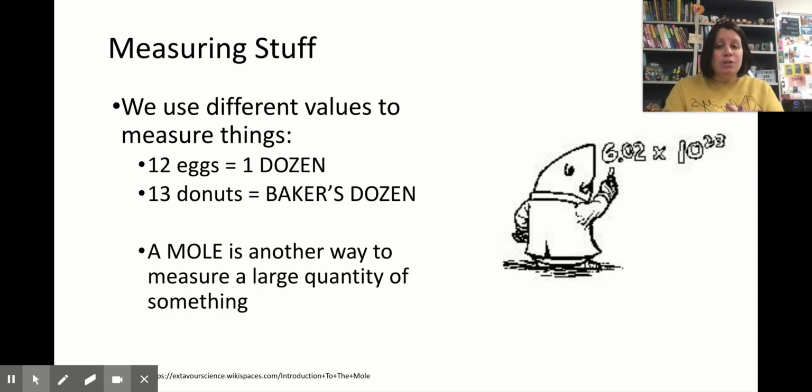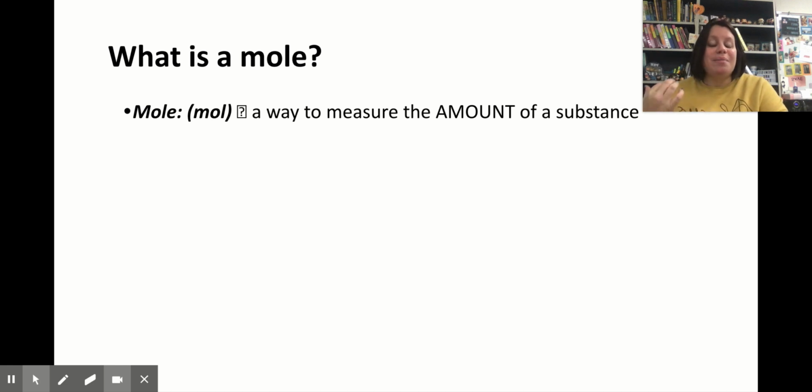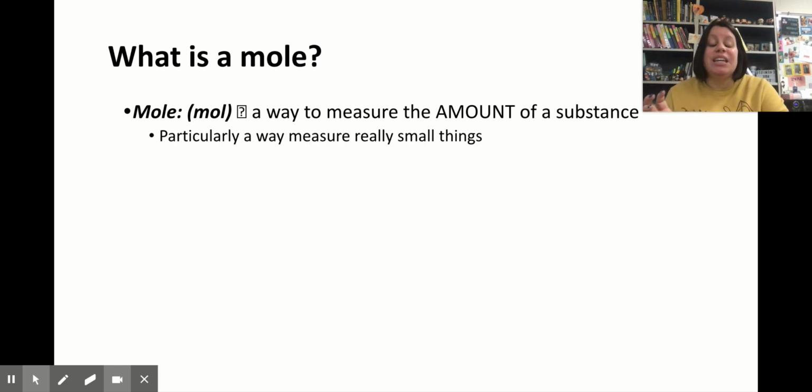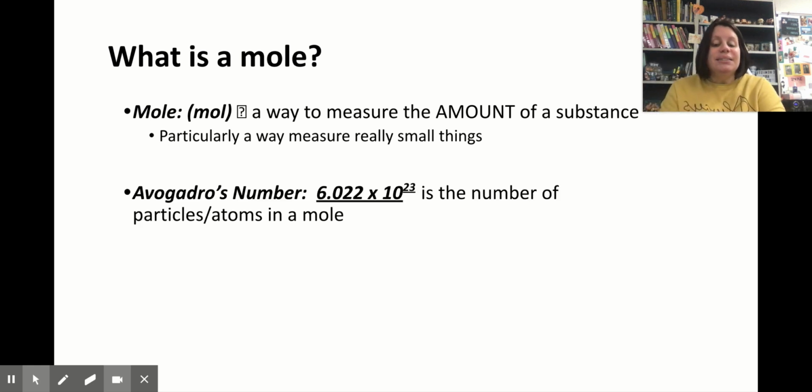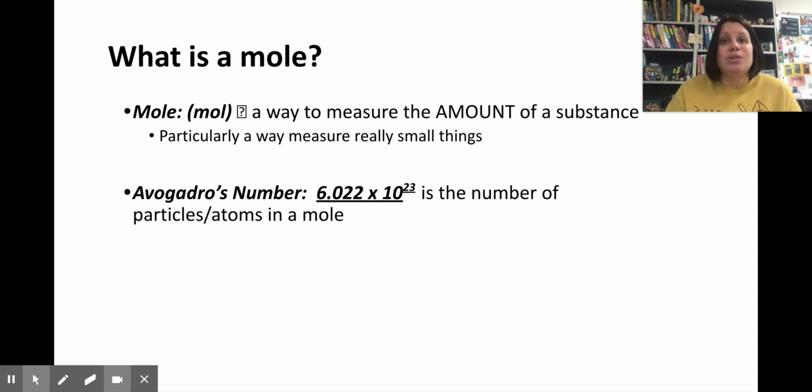So a mole in chemistry is just another way to measure a very large quantity of something. Specifically, what it's going to measure is atoms. A mole is a way to measure the amount of a substance, particularly really, really small things, such as atoms, particles, molecules. We have something called Avogadro's number, which is 6.022 times 10 to the 23rd. That's the number of particles or atoms or molecules in 1 mole of anything.